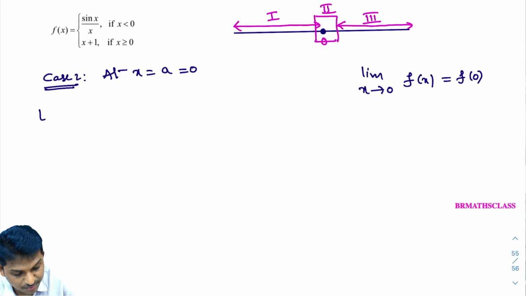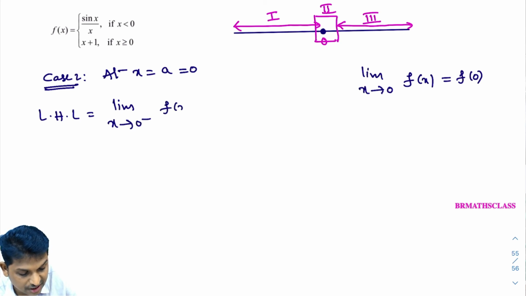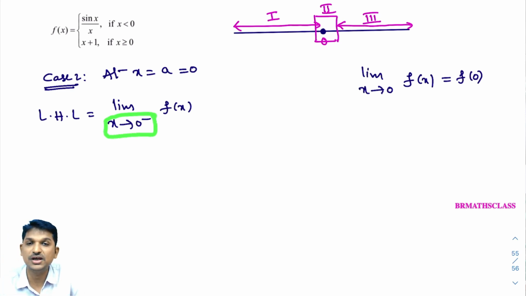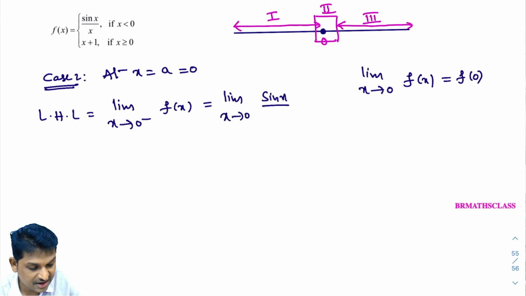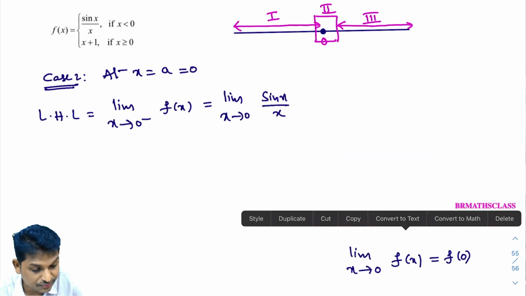Okay, left hand limit I will calculate. At x equal to 0, I am calculating the left hand limit. How to calculate? Limit x approaches 0 from left, f of x. X approaches 0 from left means all x values are slightly less than 0. When x values are less than 0, we need to choose this function. What is the function? Sin x by x. Limit x approaches 0, sin x divided by x. Here again you may be confused.